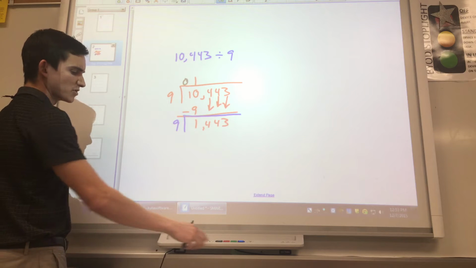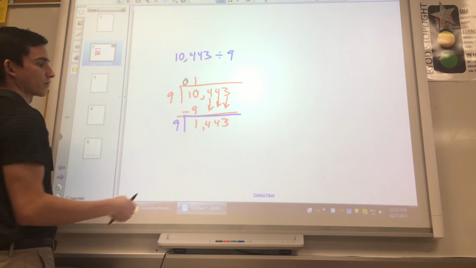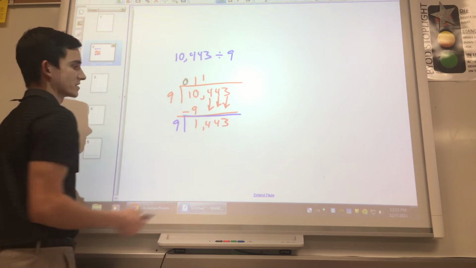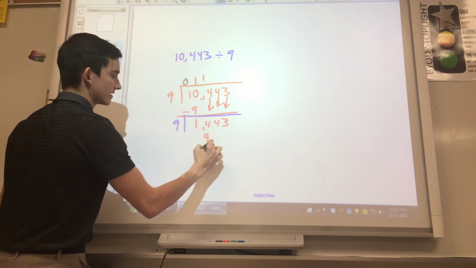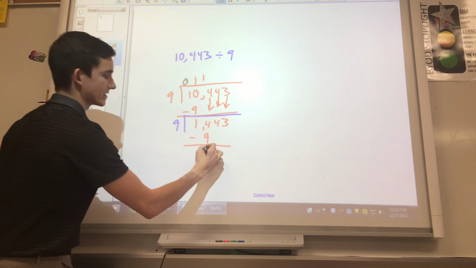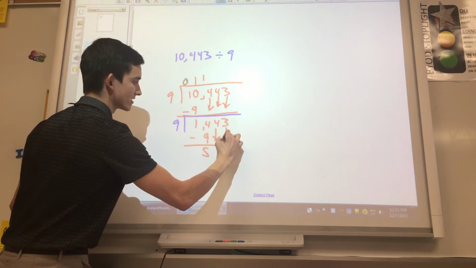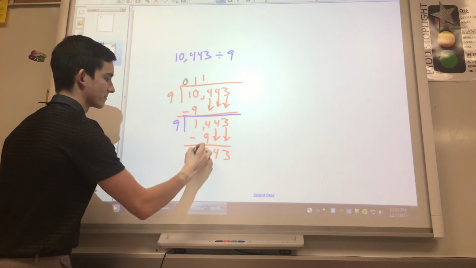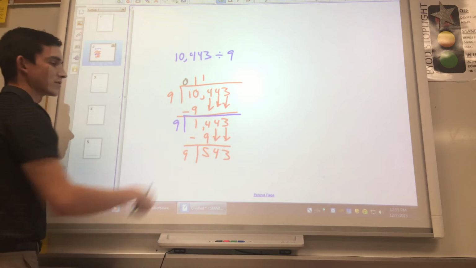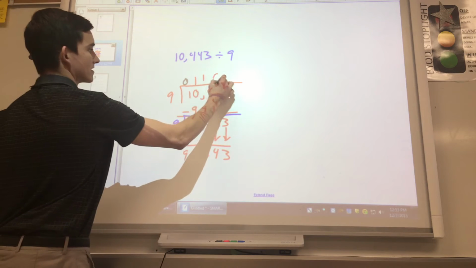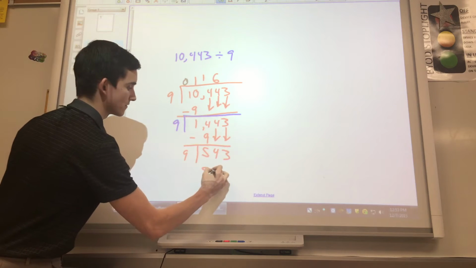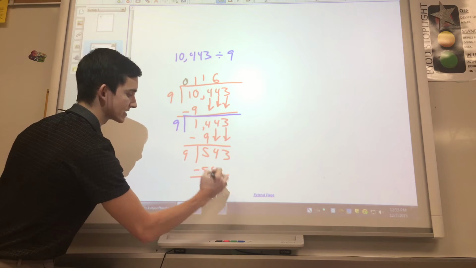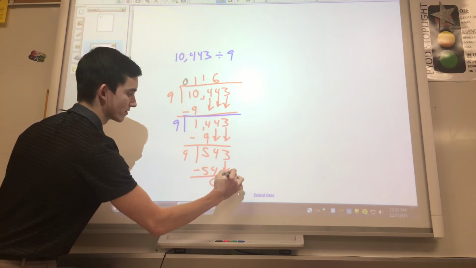Like that. And you just keep doing it. So you have, does 9 go into 14? Yeah, it does. 9 goes into 14 1 time. 1 times 9 is 9, subtract, 14 minus 9 is 5, bring down this, you have a 5 and a 4. Divide by 9 again. Does 9 go into 54? Yes, it does, 6 times. 6 times 9 is 54. Subtract, you end up getting a 0 here, bring down the 3.